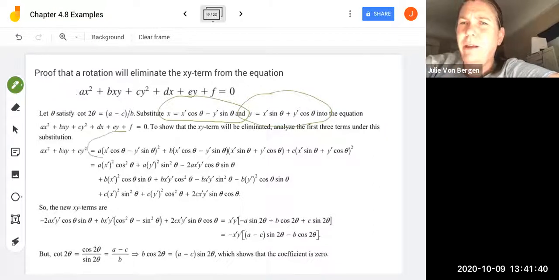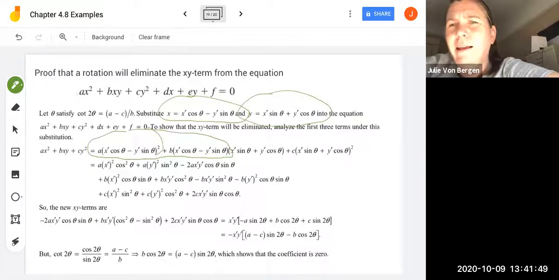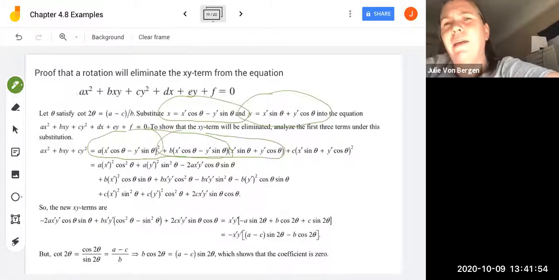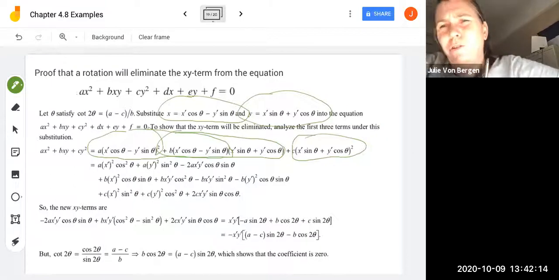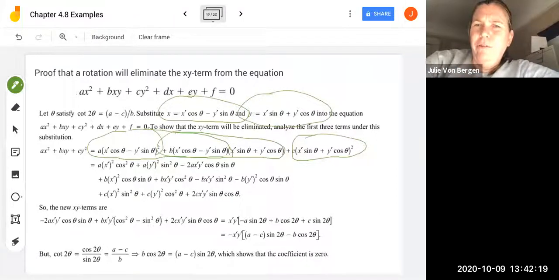So if we substitute in our values here, a times our x substitution squared, and then plus b times the x substitution, x prime cosine theta minus y prime sine theta, multiplied by the y substitution, which is x prime sine theta plus y prime cosine theta, and then plus c with the y substitution squared. So that's x prime sine theta plus y prime cosine theta all squared. When you expand that out, you end up with these new terms.